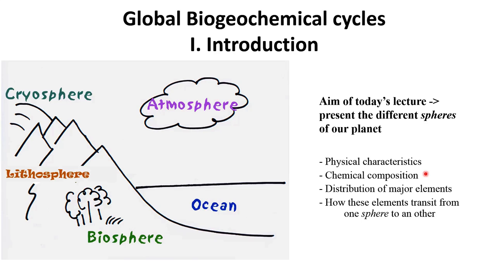There's also on here the cryosphere, which we're not going to really deal with. That's the ice part of the Earth. It does play a small role in biogeochemical cycles, but it's a very, very minor component, so we're going to ignore that. In this lecture, we're going to go through each of these components and describe their characteristics. That's the main thing we're going to be doing today.